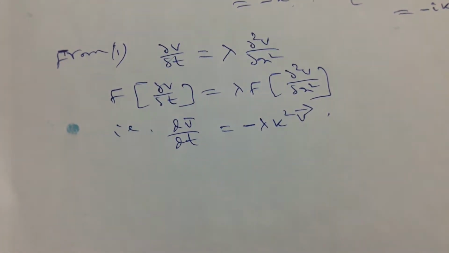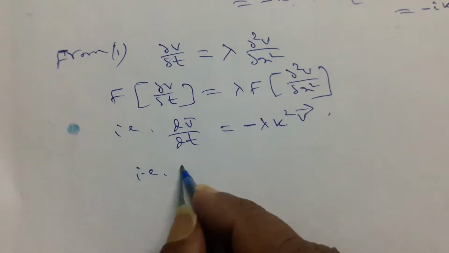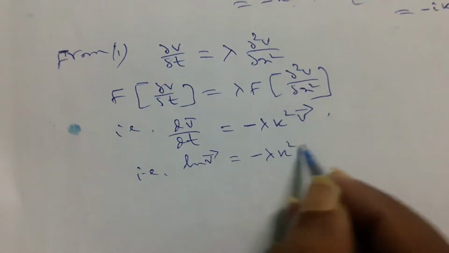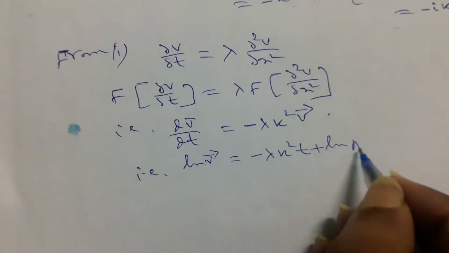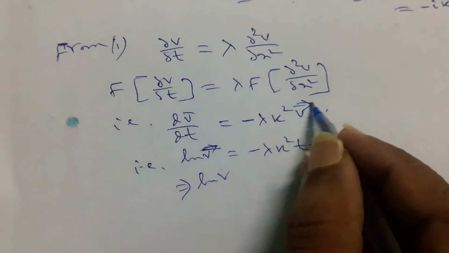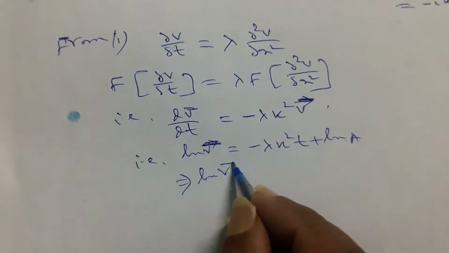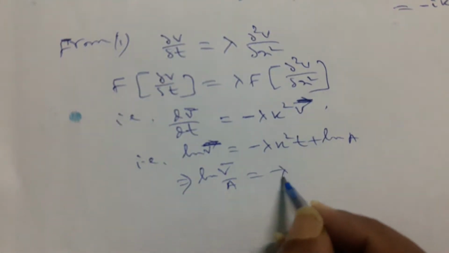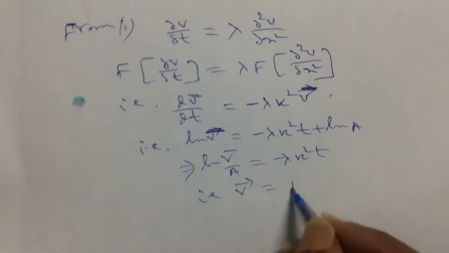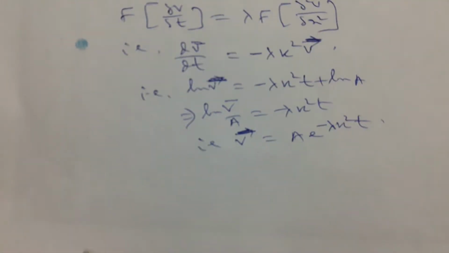We have to integrate it, that is ln V bar equals minus λ k² t plus ln A. ln A is the integration constant. ln V bar, not a vector notation, it is simply V bar. V bar by A will be minus λ k² t, that is V bar equals A times e to the power minus λ k² t.